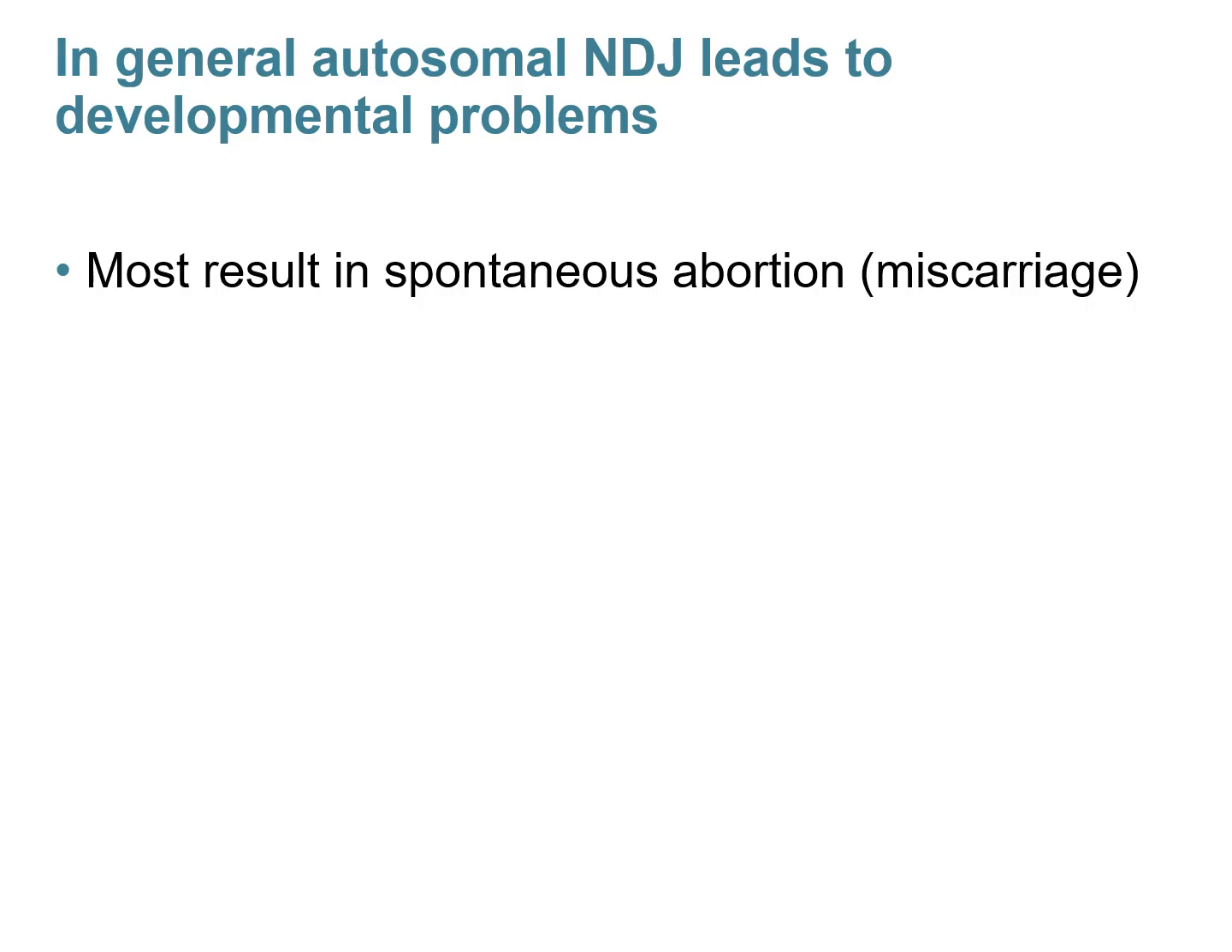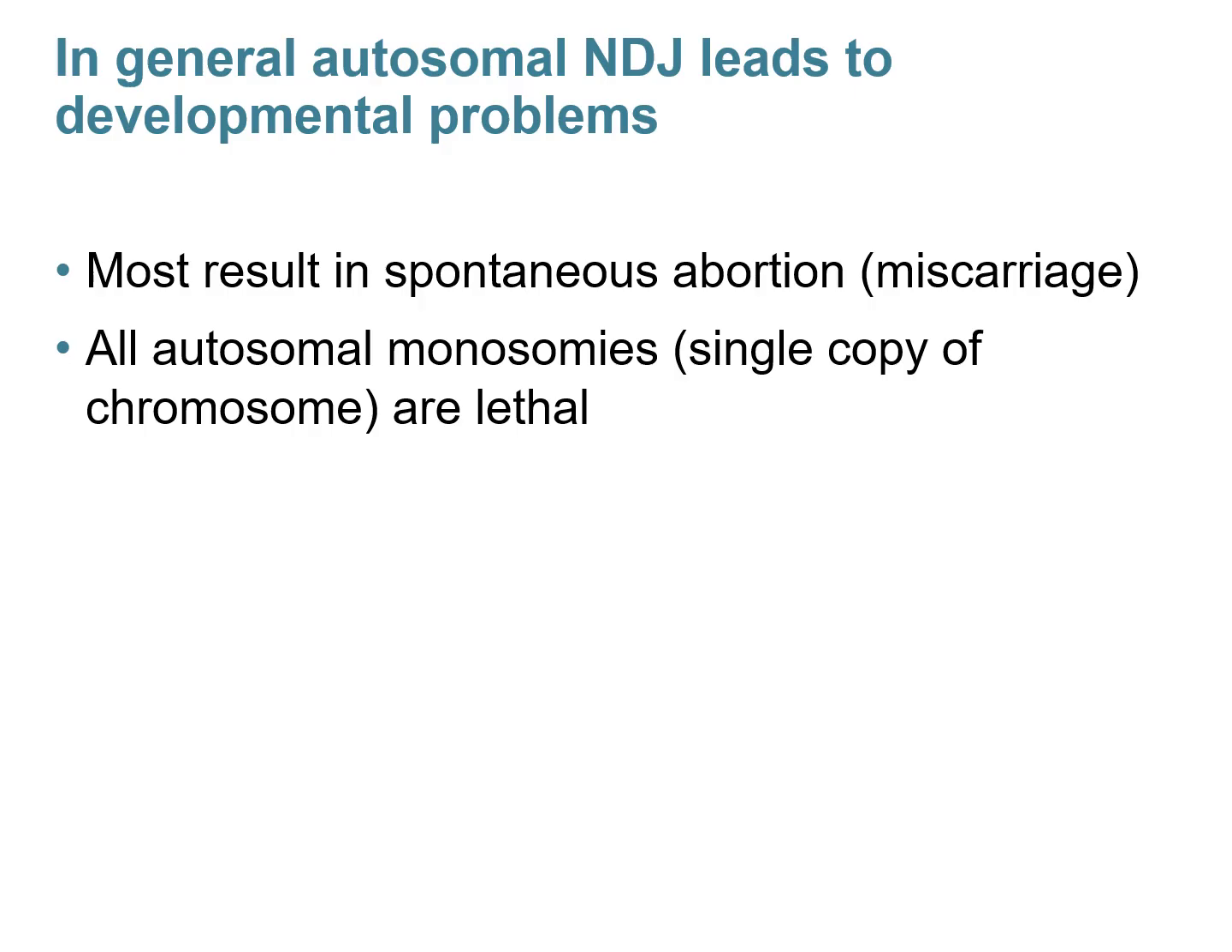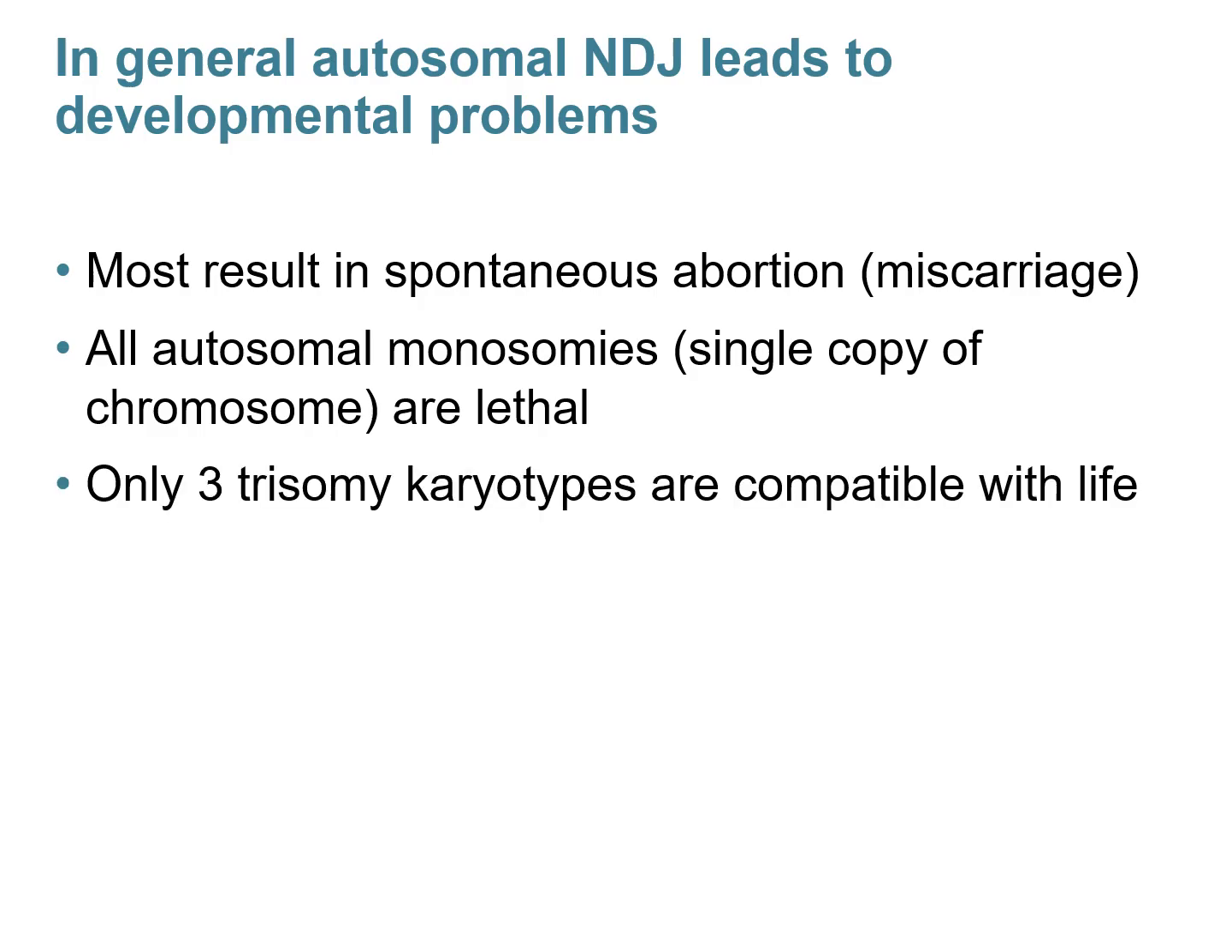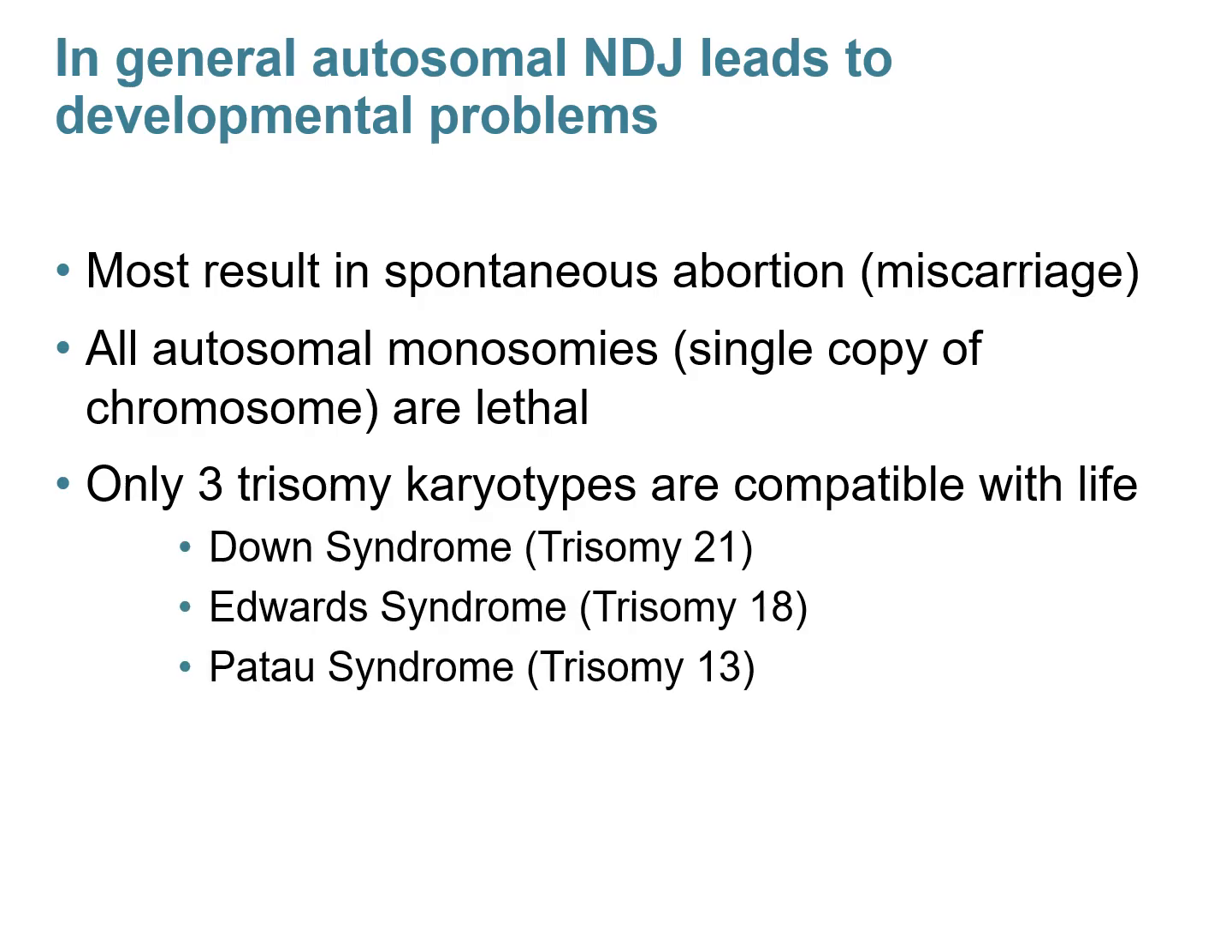I mentioned at the beginning that eukaryotic cells are very particular about the number of chromosomes and their arrangement. So it's very important that they make sure that they have exactly the right number. So most of the time, if you're missing a chromosome or have one too many, it's going to result in death. In fact, all autosomal monosomies, which means you have only a single copy of a chromosome, are lethal. There isn't a single one that results in live birth. And there are only three trisomies, situations where you have three copies of a chromosome, that are compatible with life. And those are trisomy 21, Down syndrome, trisomy 18, Edwards syndrome, and trisomy 13, Patau syndrome.